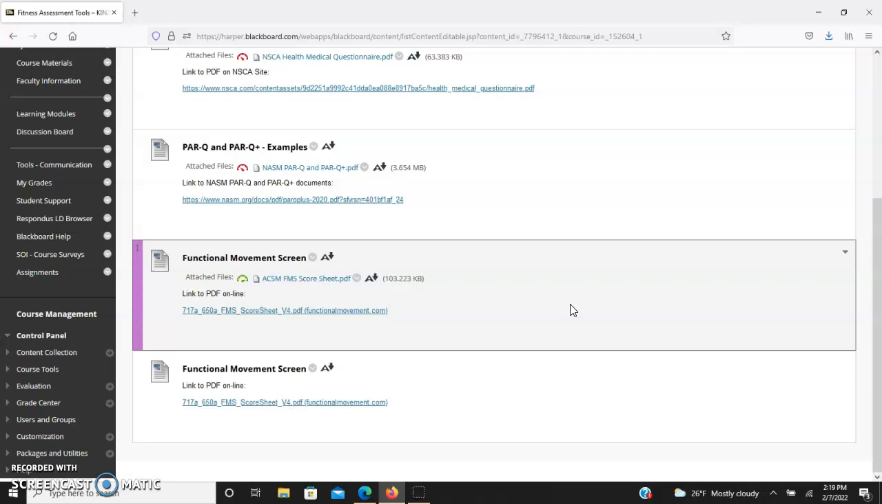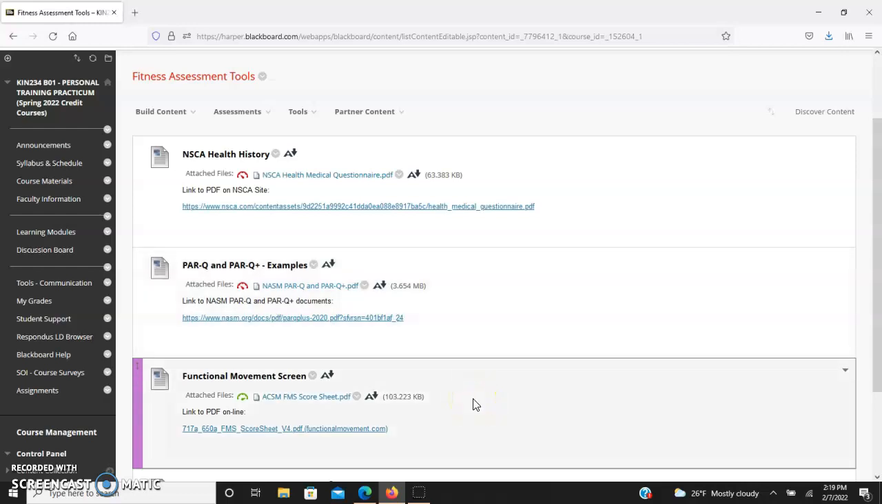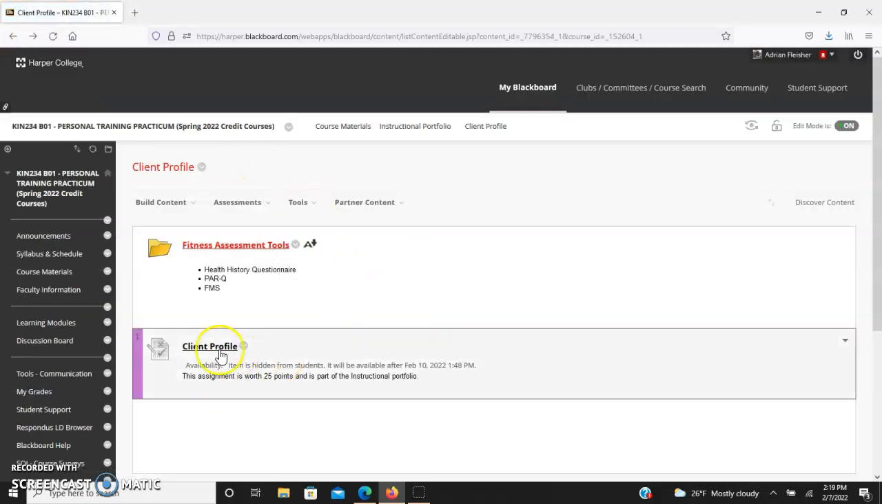With the functional movement screen itself, you view the document, and we'll talk a little bit more about it. It's one that's very objective, but yet it has a little bit of subjectivity because there's a trainer who's doing the evaluation. Anyways, if we go back a screen and look at this, you have the client profile. Now this client profile assignment will be due after February 10th because I want to go over it in class this week, and I want you to have a week to do this.